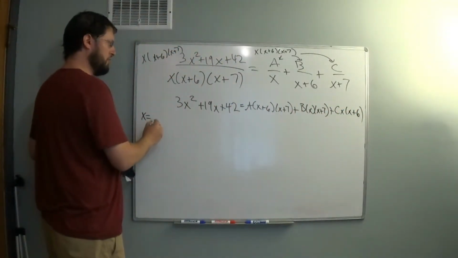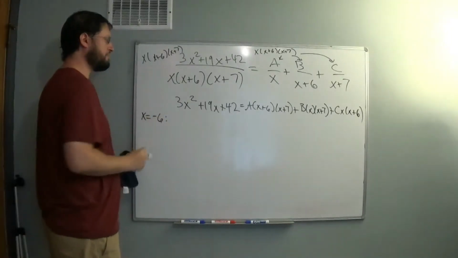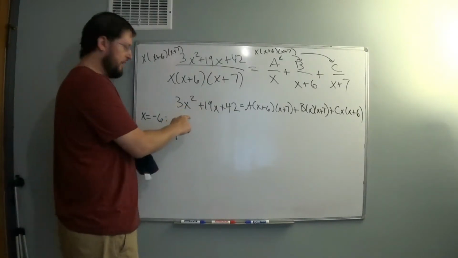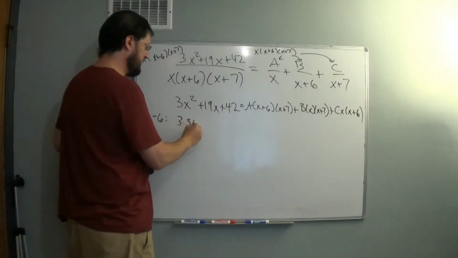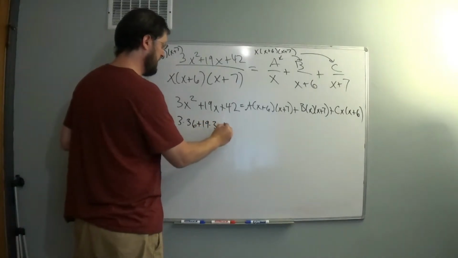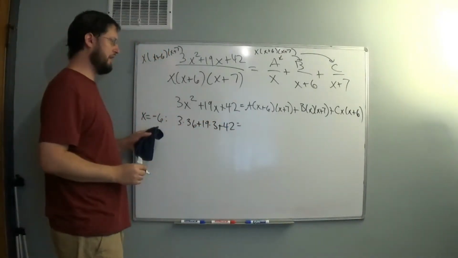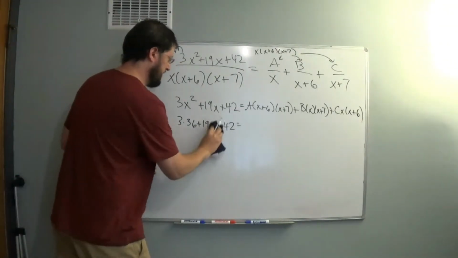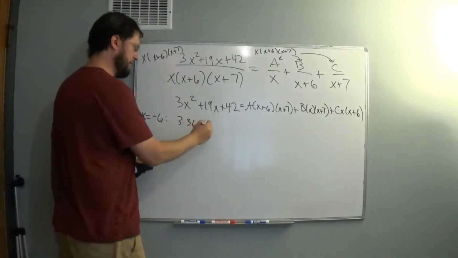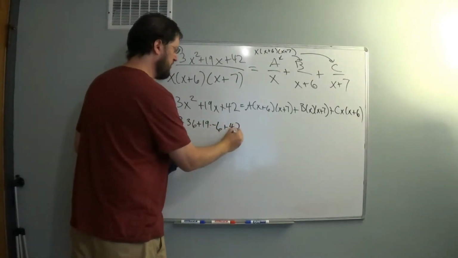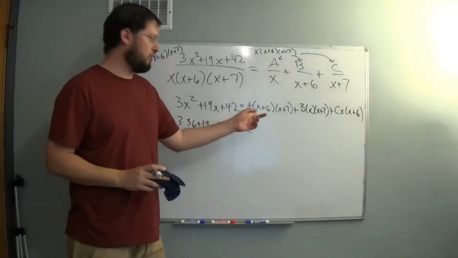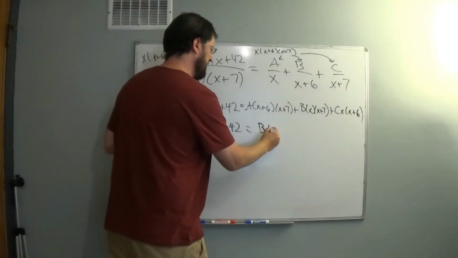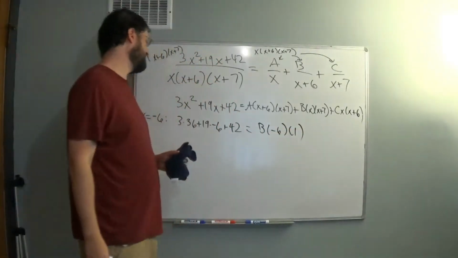So let's do those. Let's let x equal negative 6. We have to plug that in for all pieces, including here. So that's 3 times 36 plus 19 times... If I plug negative 6 in, sorry, let's watch our minus signs. That will be positive 36. That will be 19 times negative 6 plus 42. This will go to 0. This will go to 0. So it just leaves me with B times negative 6 times 1.